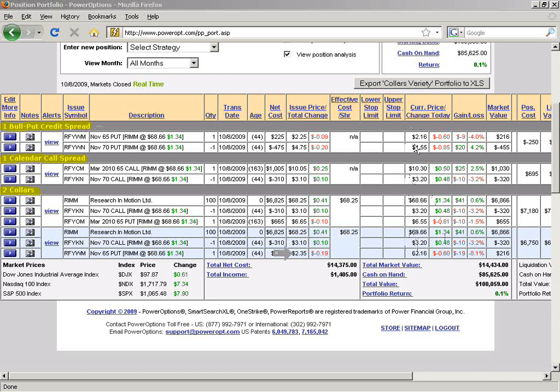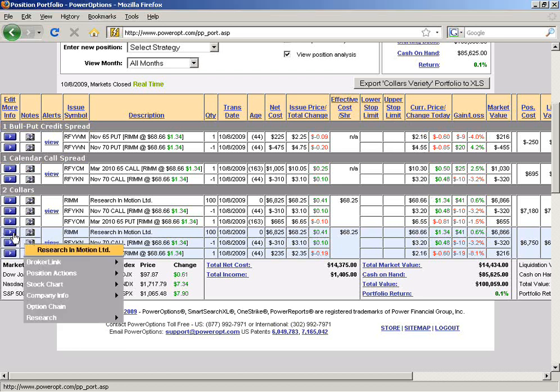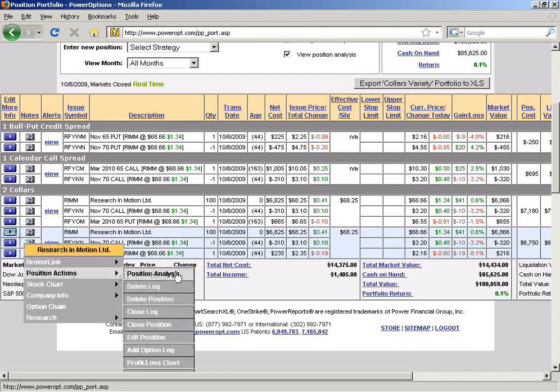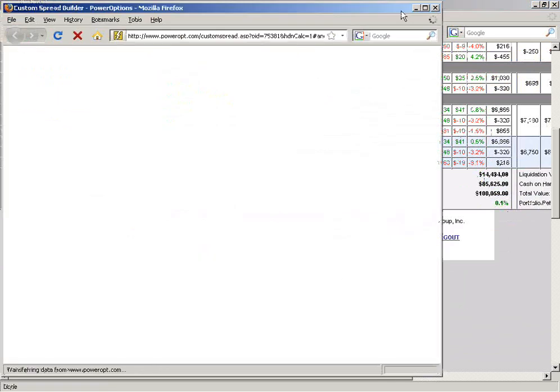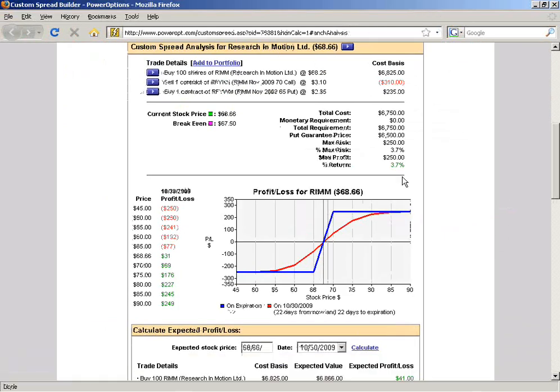But once I'm tracking a position in the portfolio tool, the first thing I can do to analyze what-if scenarios, we want to see what might happen with this collar position, is I can use these more information buttons. I'm going to link to position actions here, and I'm just going to go into the profit and loss chart. Now this is going to appear similar to what we were just viewing on the slide. However, we can do a little bit more interaction now that we're in the profit and loss chart here.